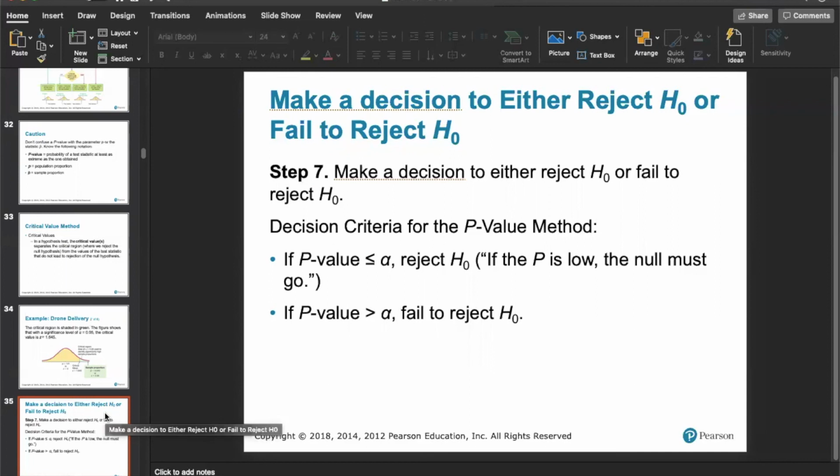So our criteria for either failing to reject or rejecting, we use our p-value. So if our p-value is less than or equal to our alpha, we're going to reject our null hypothesis. So they also like to throw this one out there: if the p is low, the null must go. So if our p-value is less than or equal to our alpha, then we're going to be rejecting it. But if our p-value is greater than our alpha, then we'll fail to reject it and treat it as if it is true.